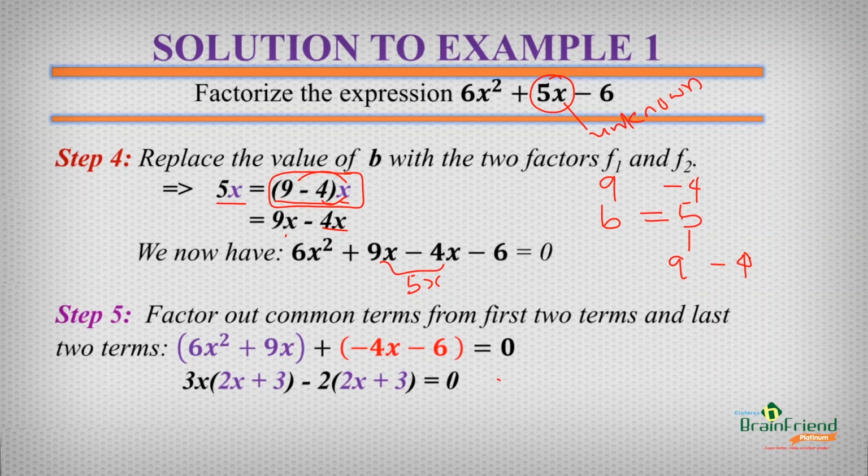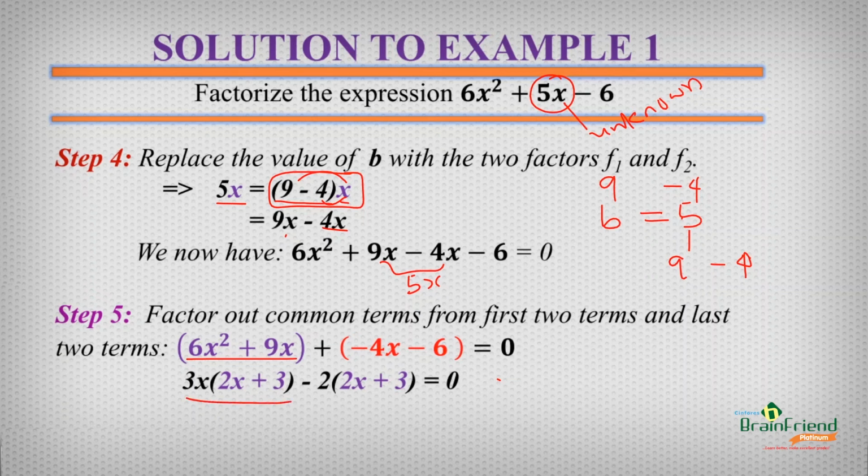In our step 5, we now factor out common terms from the first two terms and the last two terms. The first two terms are 6x squared plus 9x, while the last two terms are minus 4x minus 6. They are all equal to 0. If we look at the first two terms, 6x squared and 9x, the common factor for both of them is 3x. That is because 3x can go into 6x squared and it will give us 2x. Also, 3x can go into 9x and it will give us 3. This handles our first part.